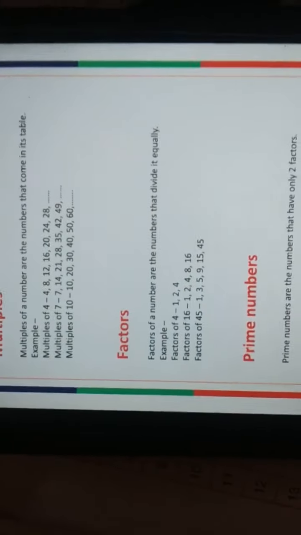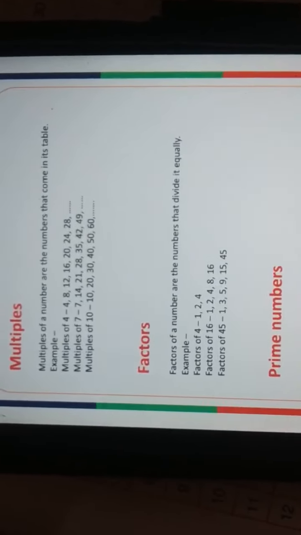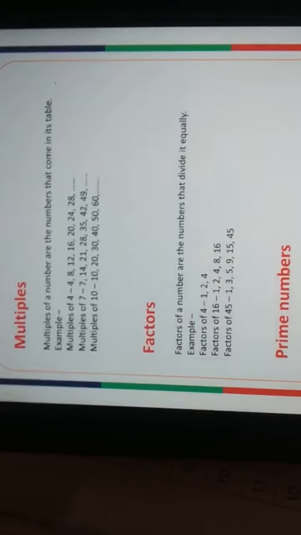These all are multiples of 7. Multiples of 10: 10, 20, 30, 40, 50, 60. So these all are multiples of 10.